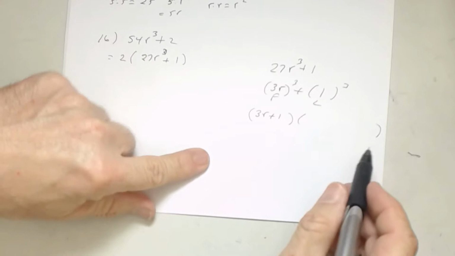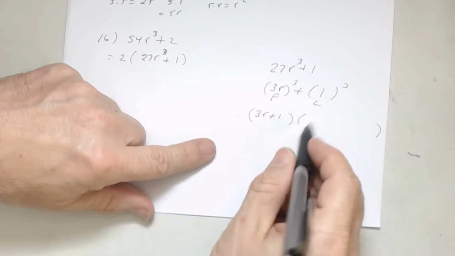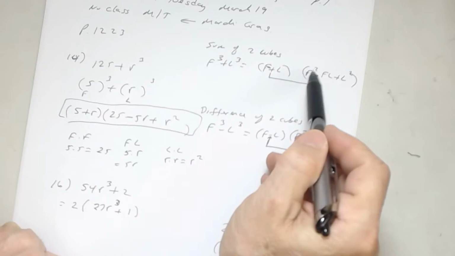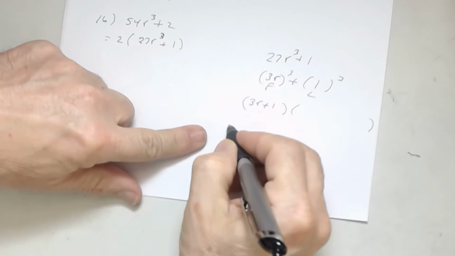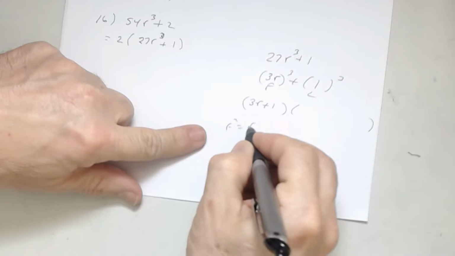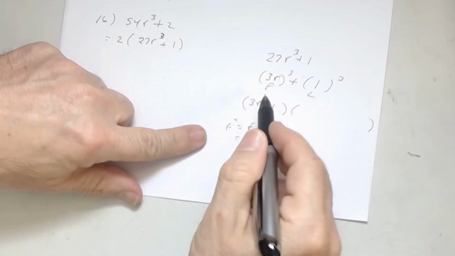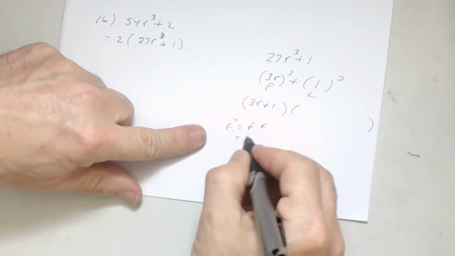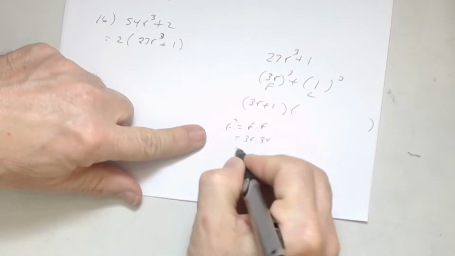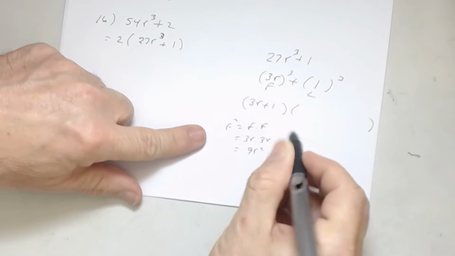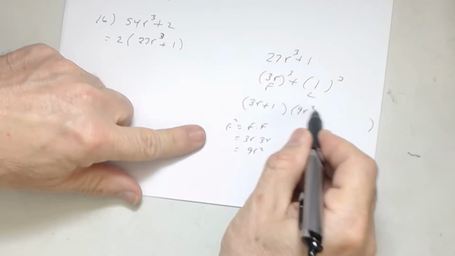Okay, now let's talk about the trinomial. The first term right here is F squared. So F squared means F times F. What's F in this case? 3R. So what's 3R times 3R? 9R squared. So that goes here. 9R squared.